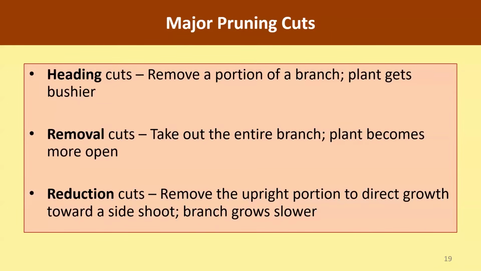Let's review the major cuts. Heading cuts remove a portion of a branch, the plant gets bushier. Removal cuts take out the entire branch, the plant becomes more open. And reduction cuts remove the upright portion, redirect the growth toward a side shoot, and the branch grows slower.